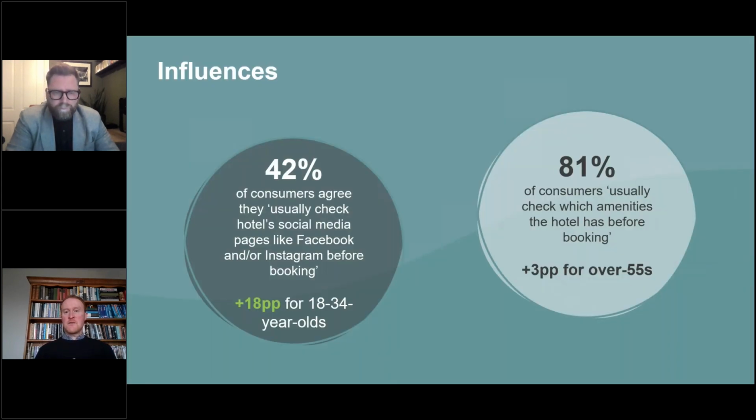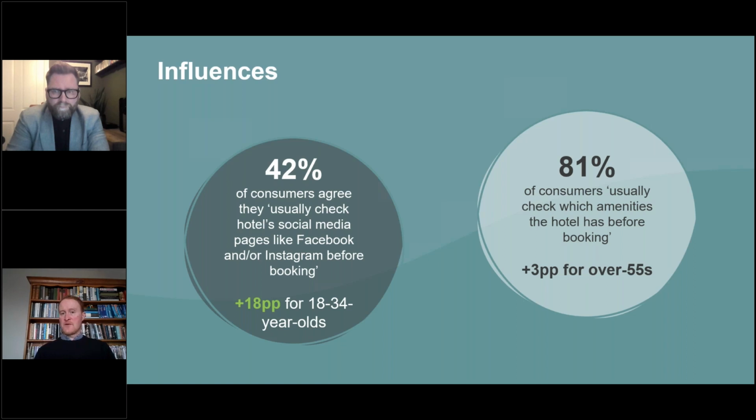And consumers are influenced by social media. 42% of consumers, as you can see on the stat there, usually check a hotel's social media like Facebook or Instagram before booking. It's a really important part, again, of that decision-making process before a consumer decides where to go. And whilst we've not delved into a lot of detail here on the demographic differences, you can see on this slide, 18 percentage points, even more for 18 to 34-year-olds. So 60% of 18 to 34-year-olds are looking at Facebook and Instagram before booking. So a key part of the decision-making process.